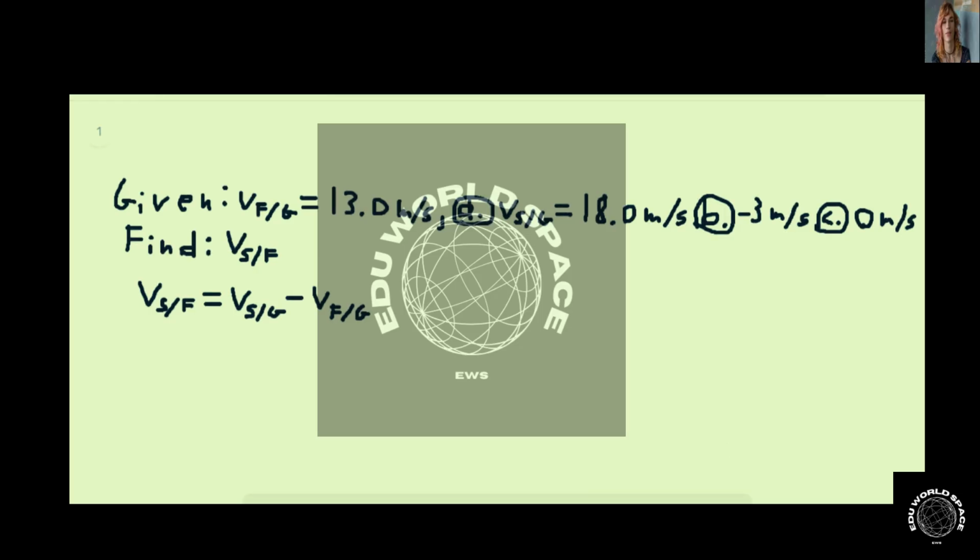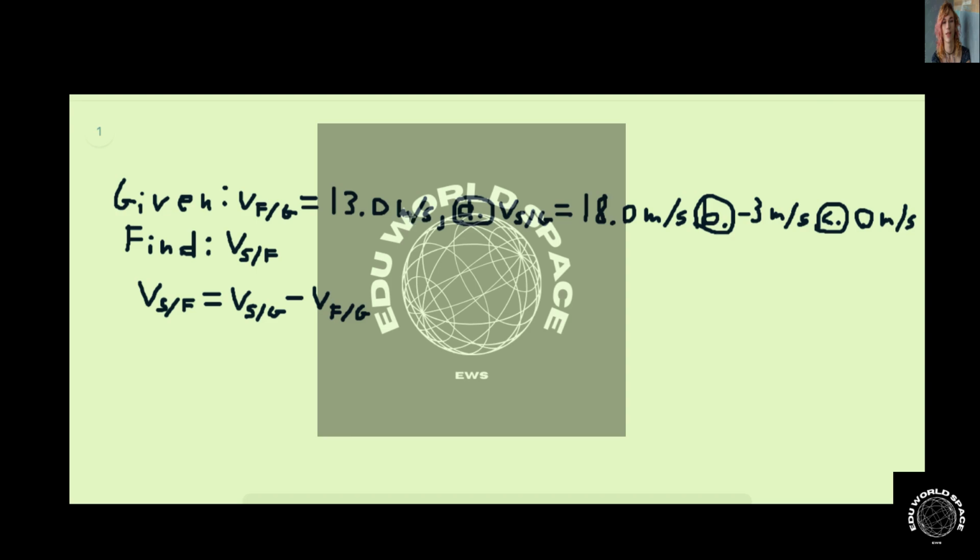Okay, so in this problem we're working with relative velocities. The problem says a flat car is traveling to the right at a speed of 13 meters per second relative to an observer standing on the ground. So we know that the velocity of the flat car relative to the ground, v f slash g, is going to be 13.0 meters per second.